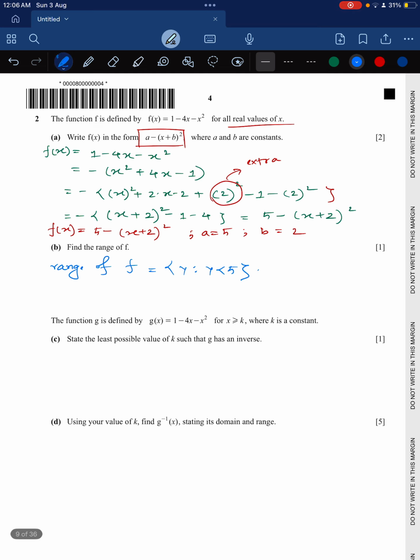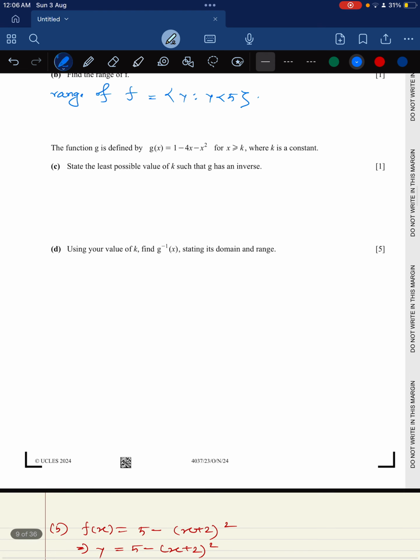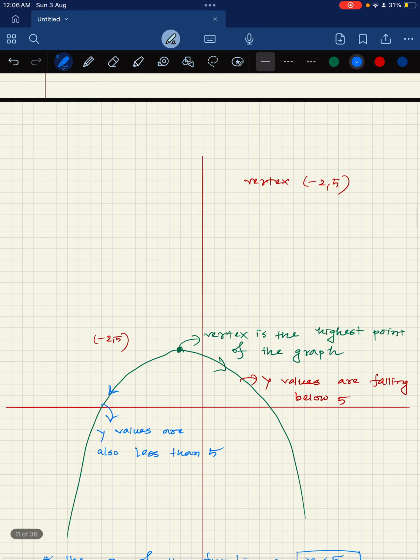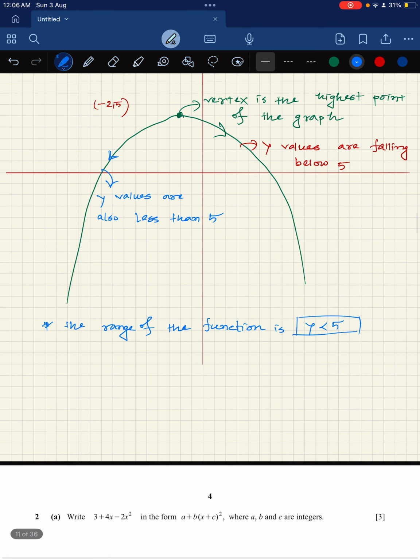Okay, so now they're asking the second one. The next question is that the function g is defined as the same thing, g of x as previously, for x greater than k, where k is a constant. State the least possible value of k such that g has an inverse. Okay, starting from that graph. This is the graph.